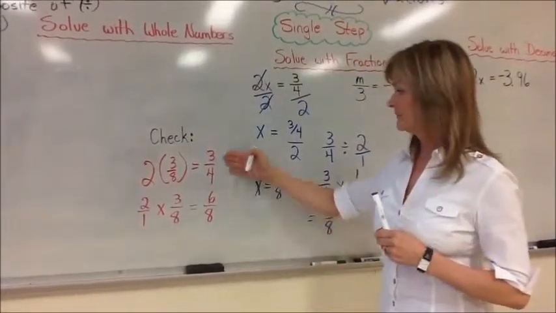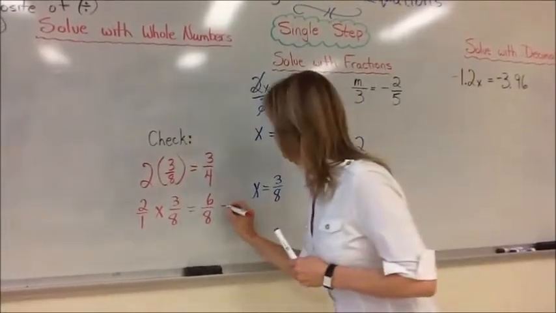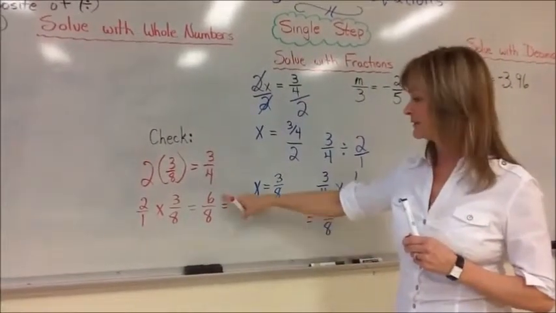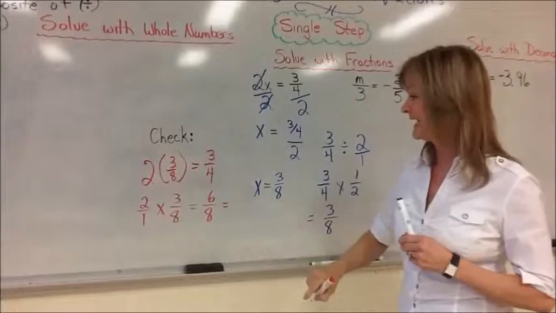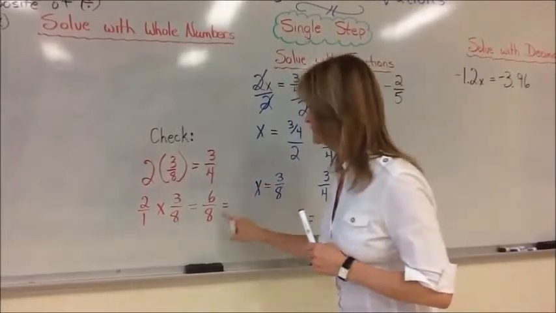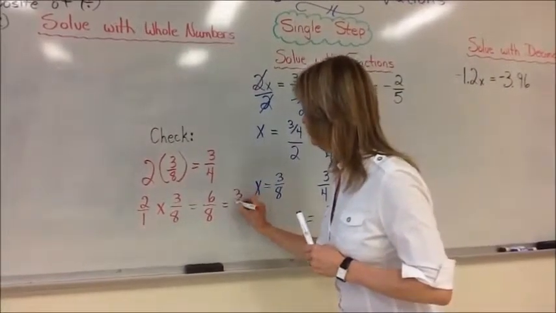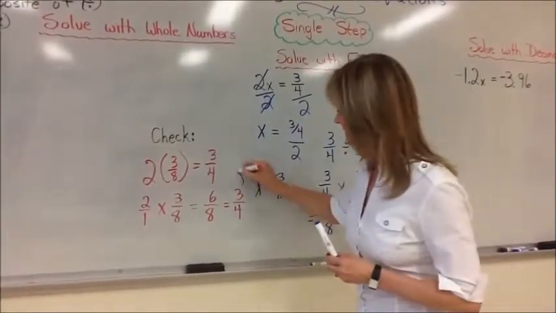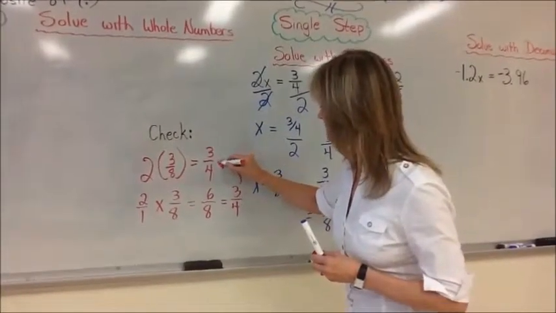And if you reduce these fractions, you look for a common factor. What goes into 6 also goes into 8, which is 2. So 2 into 6 goes 3. 2 into 8 goes 4. And your 3/4 equals your 3/4.